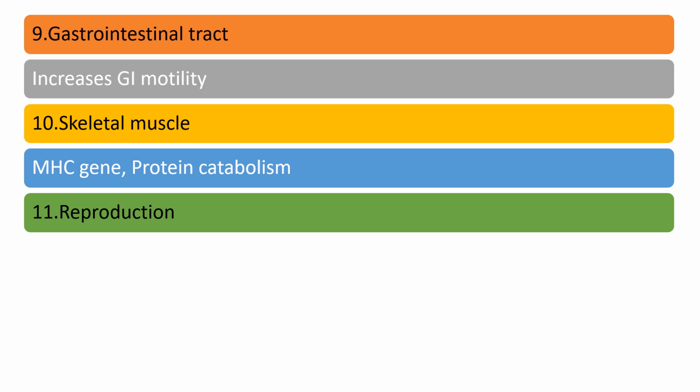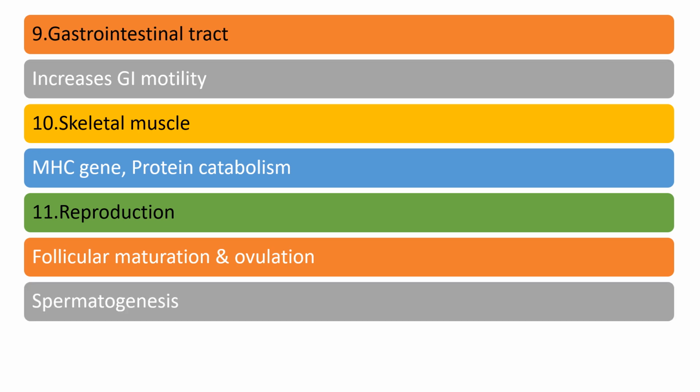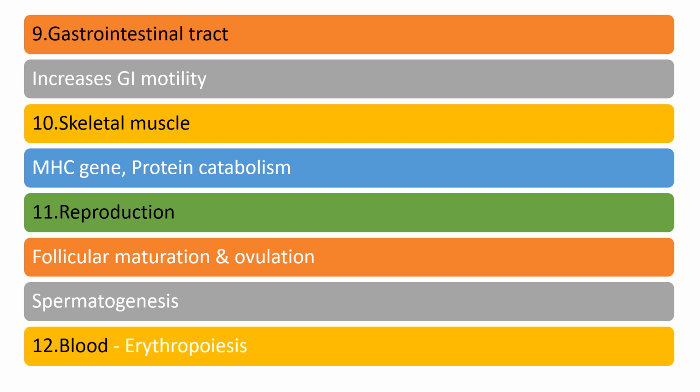In the reproductive system, thyroid hormone is important for follicular maturation and ovulation in females. In males, it is important for spermatogenesis. In blood, thyroid hormone stimulates erythropoiesis. In the renal system, thyroid hormone increases the glomerular filtration rate.